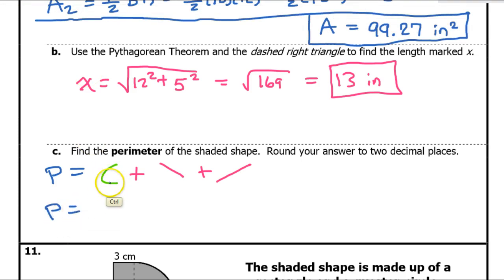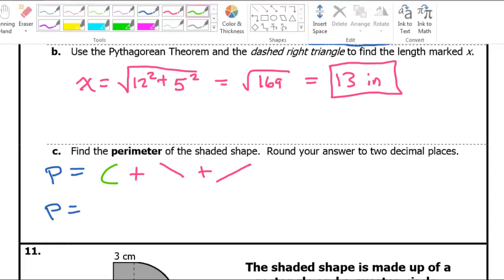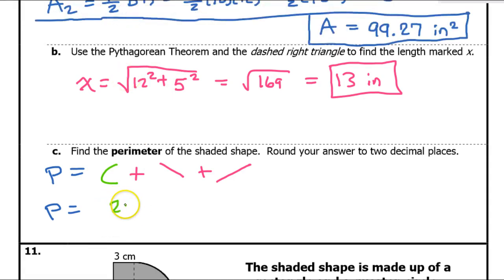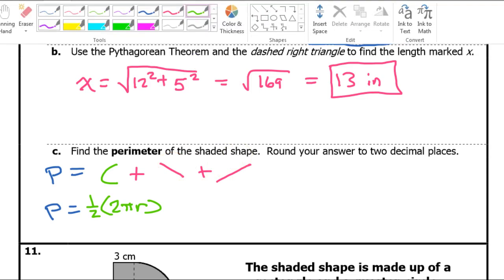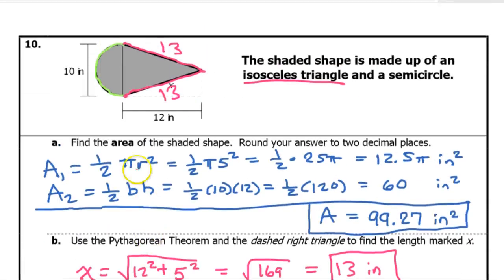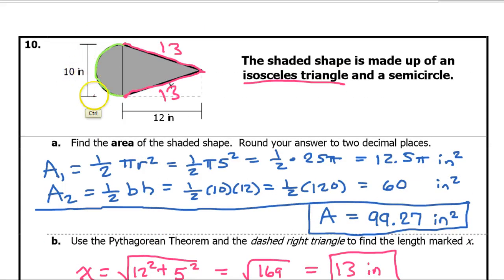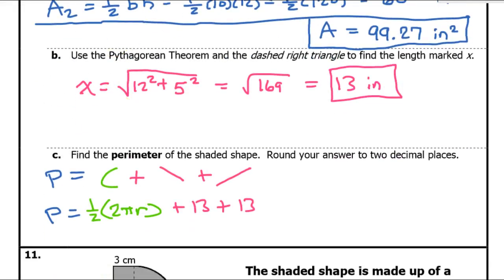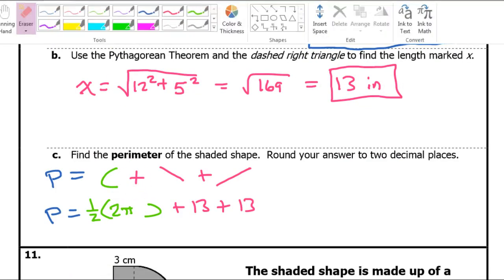So the circumference of a circle is 2 pi r. But this is half of that, so I'm going to do half. And of course, we found that those 2 lines are just going to be 13 and another 13. We know the radius is 5 because it was half of this. So the radius is 5.